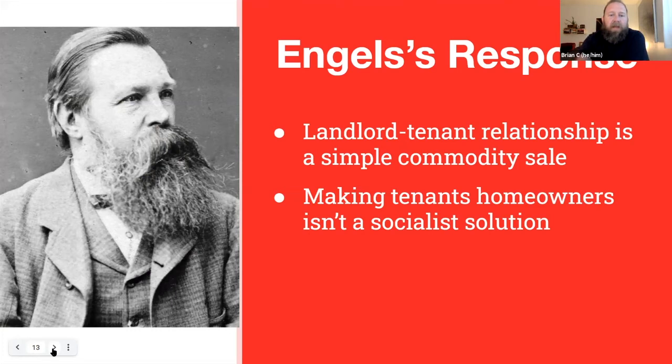Engels responds that the Proudhonists misunderstand the relationship between tenant and landlord. Unlike the capitalists, the landlord doesn't exploit the tenant's labor power to create new value. Instead, Engels says it's a simple commodity exchange. There are two people, the tenant and the landlord. The former wishes to purchase from the latter the temporary use of a dwelling. So it's a simple commodity sale. It's not an operation between proletarian and bourgeois. So the root of the problem must lie elsewhere.